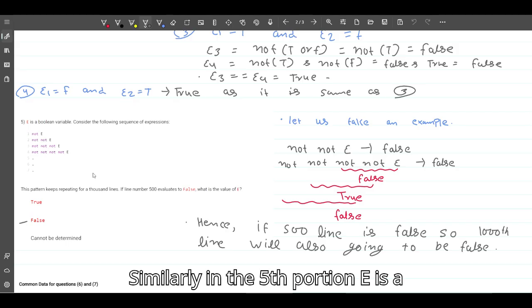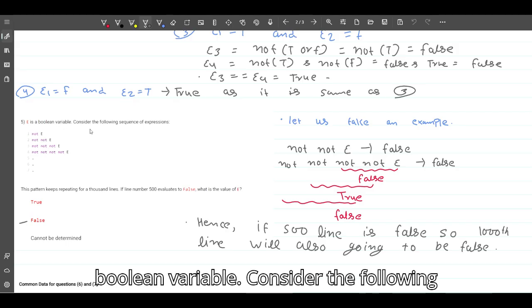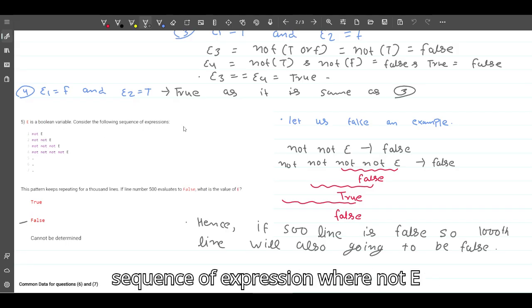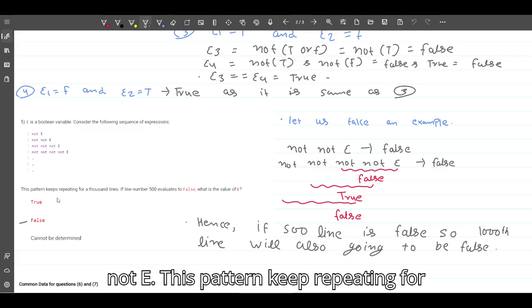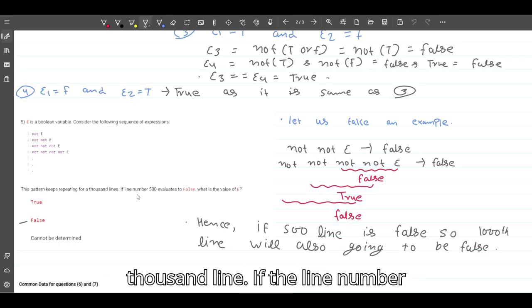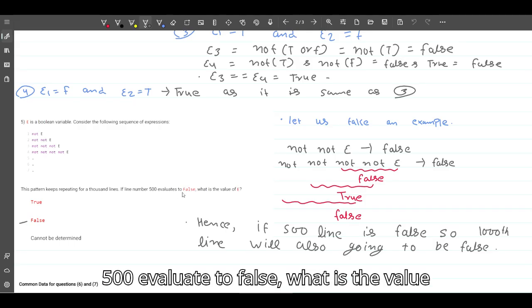Similarly, in the fifth question, E is a boolean variable. Consider the following sequence of expressions: not E, not not E, not not not E, not not not not E. This pattern keeps repeating for 1000 lines. If line number 500 evaluates to false, what is the value of E?